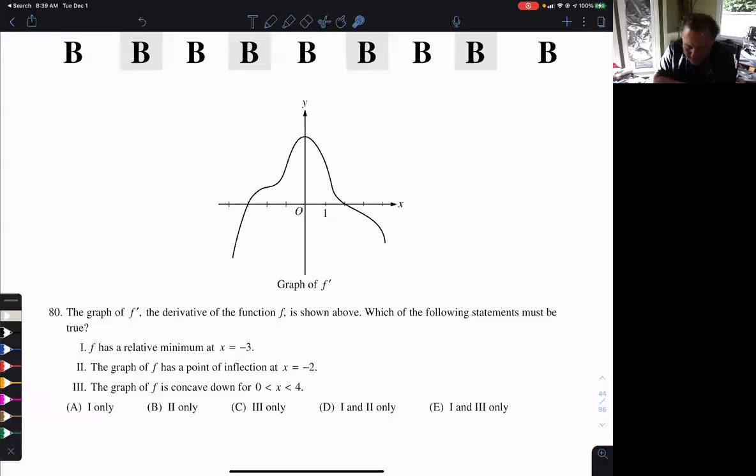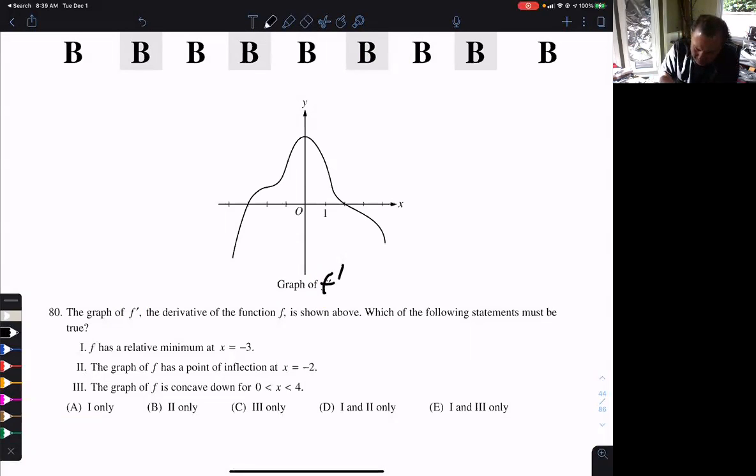So this is 2012, number 80. And note, derivative. This is the derivative. I'm going to make that super big so we don't forget. That is the graph of the derivative. Which of the following statements must be true? Not might, it has to be true.